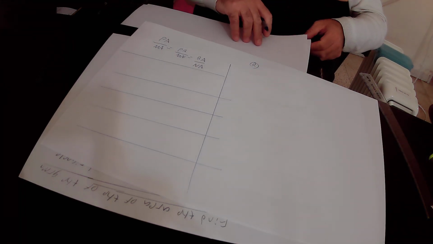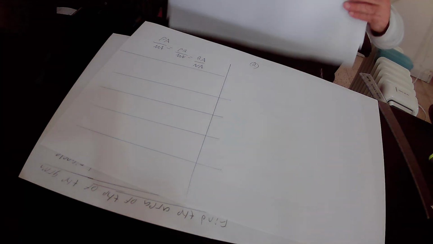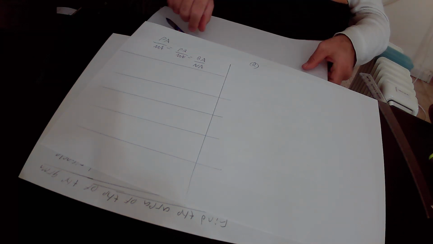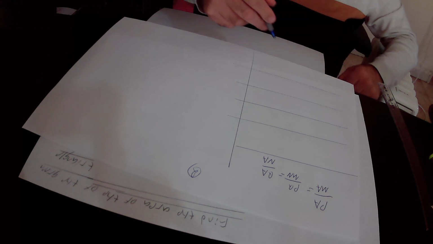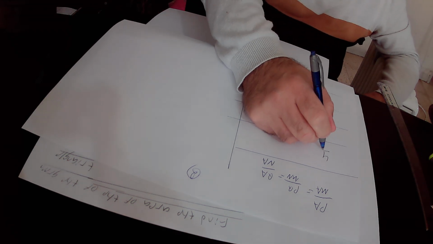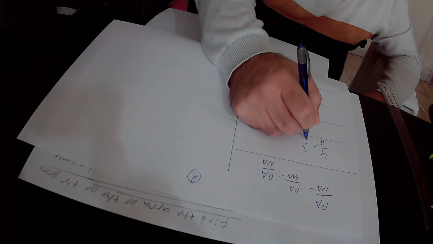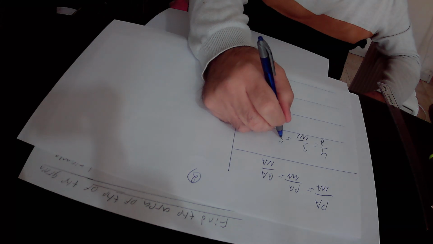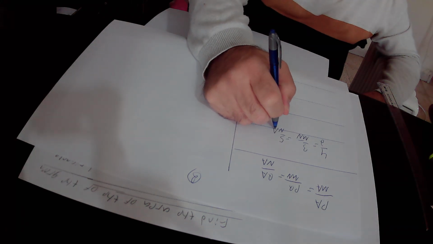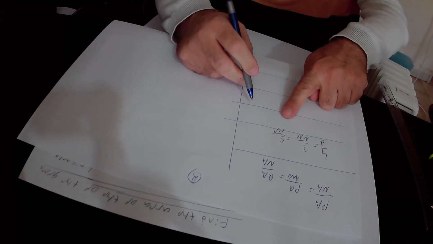PA over MA equals PQ over MN equals QA over NA. PA is 4, MA is 2, and it is equal to PQ that is 3 over MN that is unknown, and it is equal to QA that is 5 over NA that is unknown. So in conclusion, we found that 4 over 2 equals 3 over MN equals 5 over NA.